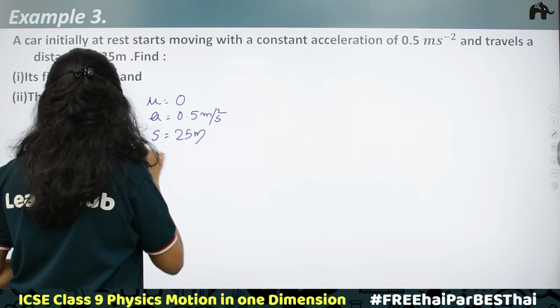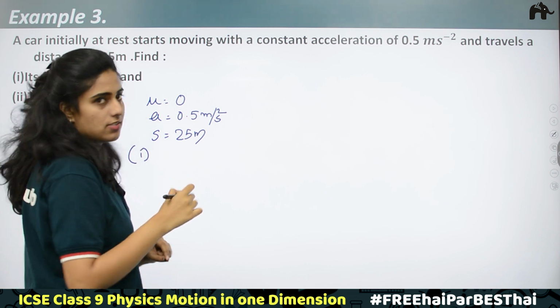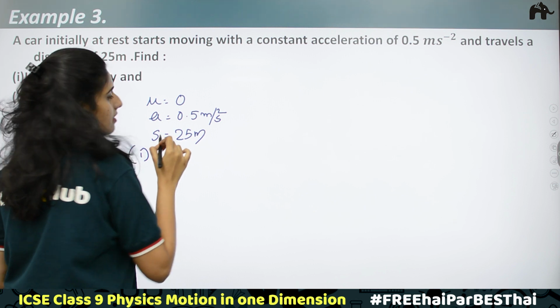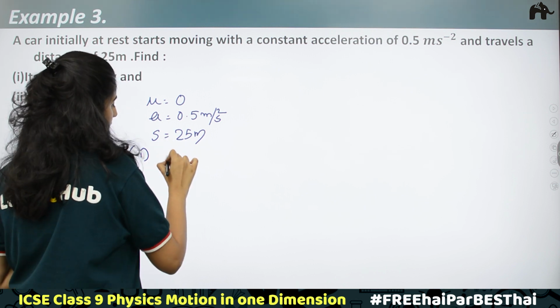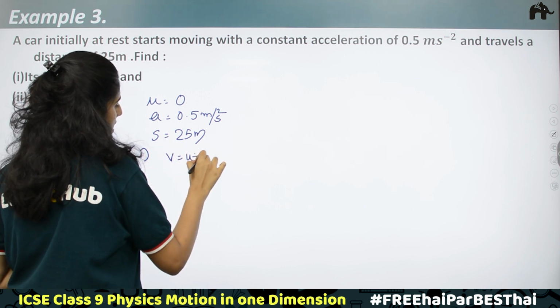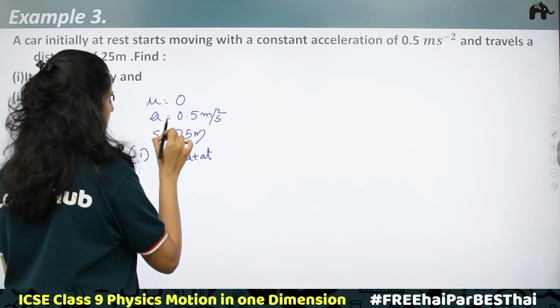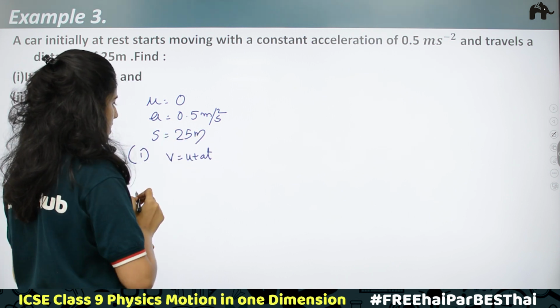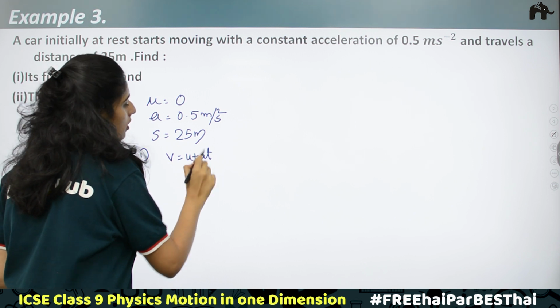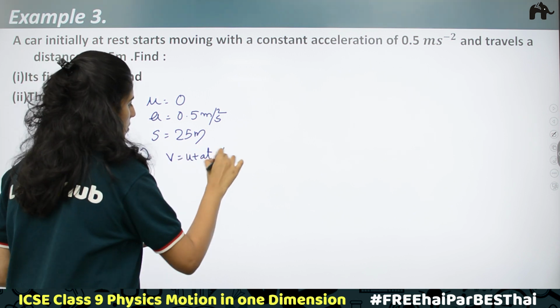So first part of the question, we need to find its final velocity. How to find final velocity? We have v is equal to u plus at, but we cannot use this. Why? Here we are going to find final velocity, but we don't know what time is. Okay, so this cannot be taken.